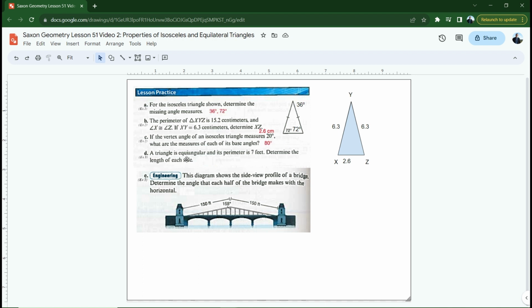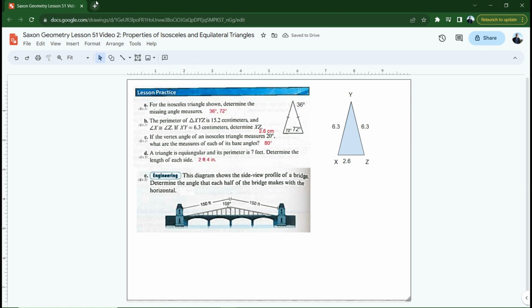A triangle is equiangular and its perimeter is 7 feet. Determine the length of each side. Okay, well, let's think about this one. Equiangular means it's also equilateral. An equiangular triangle is an equilateral triangle. If its perimeter is 7 feet, I need to take 7 divided by 3. Each side is 7/3 of a foot.